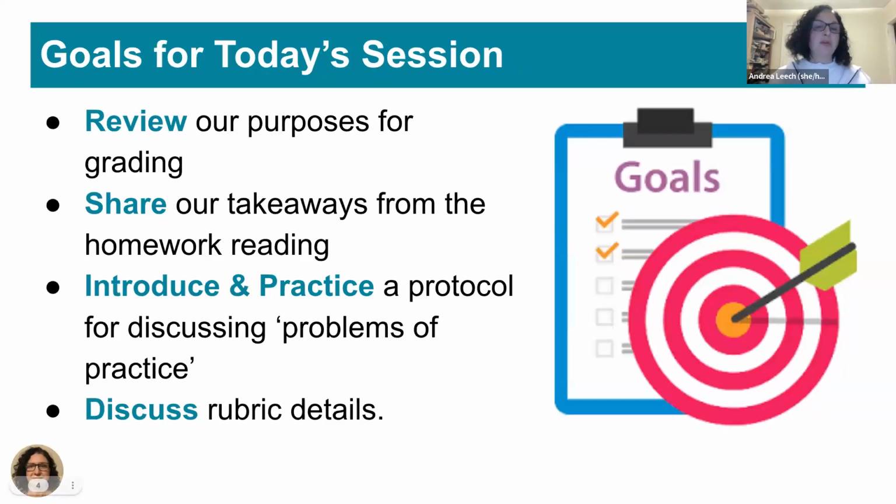So today we're going to review our purposes of grading, share some takeaways from the homework, practice the protocol of discussing problems of practice around rubrics, and talk about some rubric details.